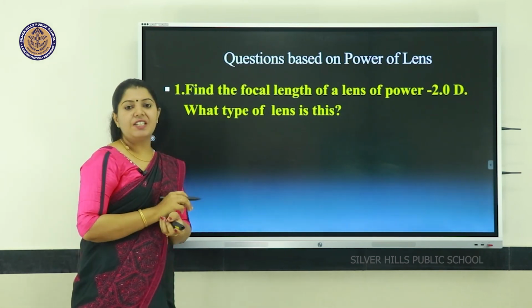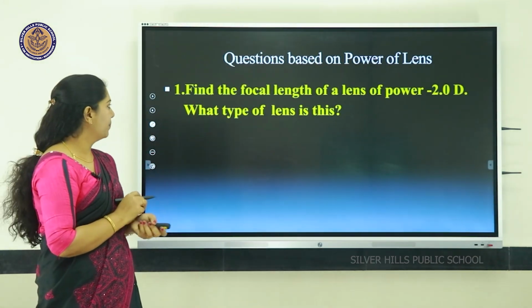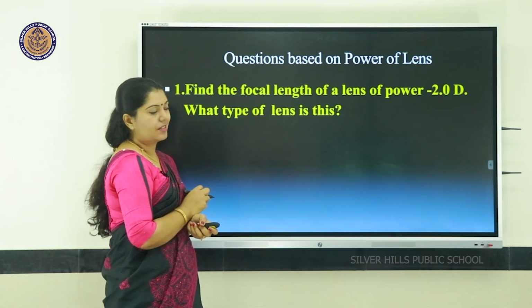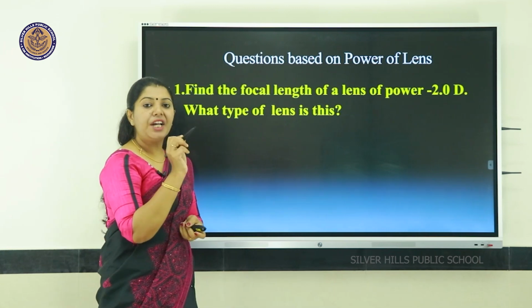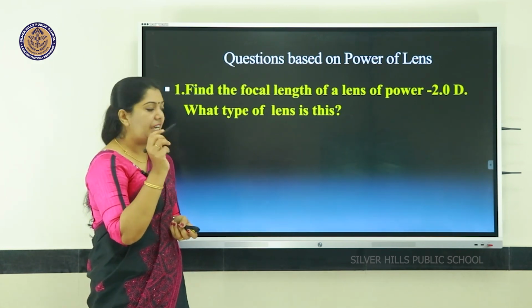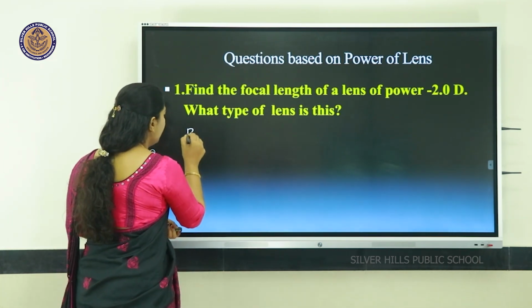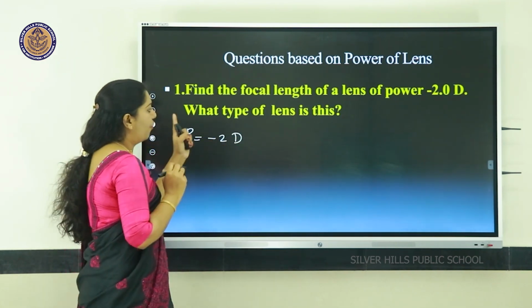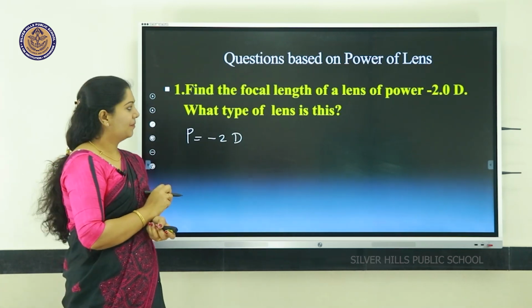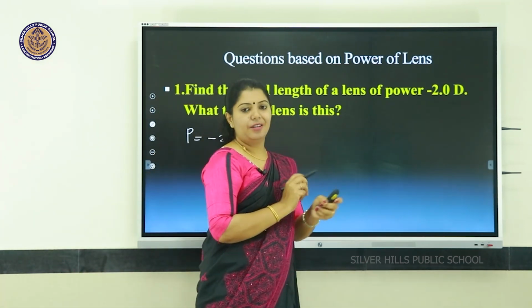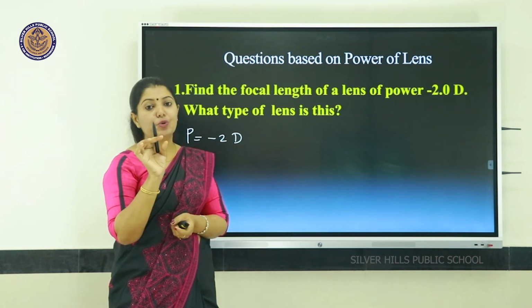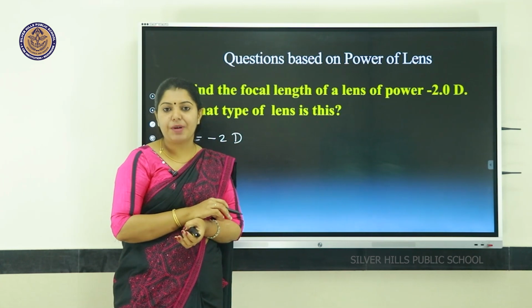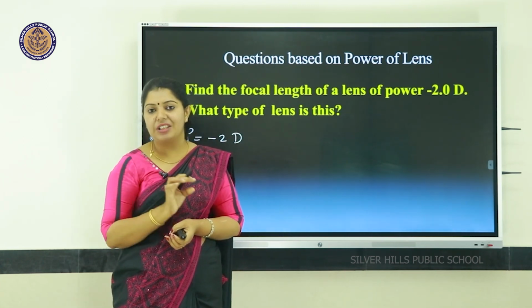There are some questions based on power of a lens. First question, find the focal length of a lens of power minus 2 diopter. Power is given, power P equals minus 2 diopter. What type of lens is this? See, power is given, the power is minus 2 diopter. If the power is negative, that means the lens is a concave lens.